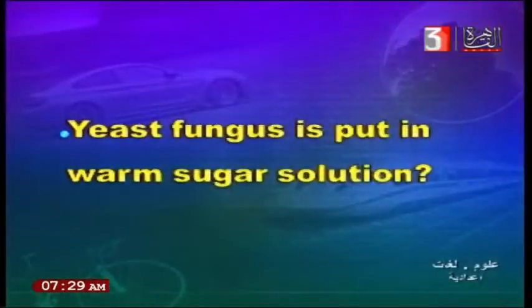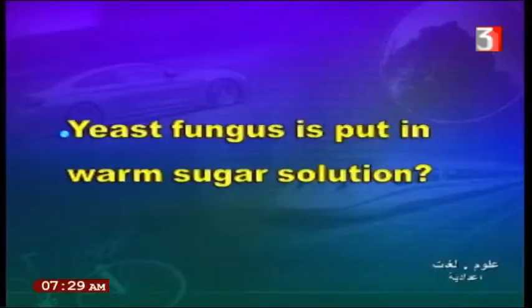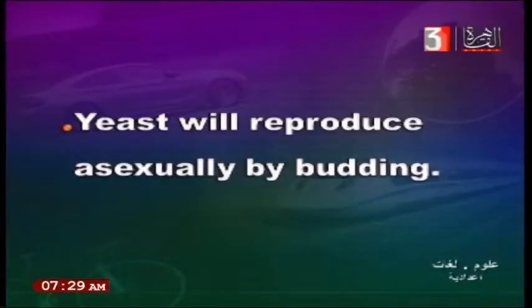Next one, what will happen if yeast fungus is put in warm sugar solution? Yeast fungus is a unicellular organism and reproduces asexually by budding. So the answer is yeast will reproduce asexually by budding, forming small bud and new offspring that can separate from it or still be connected to form a colony.